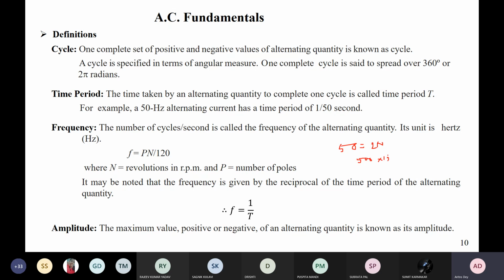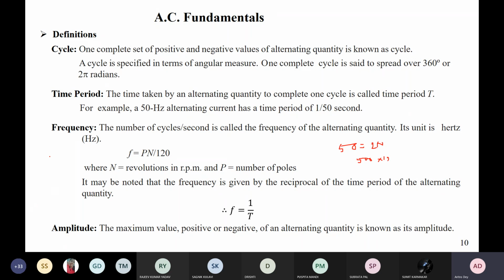And when it is 4 pole, it will be 1500 RPM. When it is 8 pole, then accordingly it will change, so 750. So RPM will be changing based on the number of poles. It is like the relation between the electrical and the mechanical angle, so that also we can write.